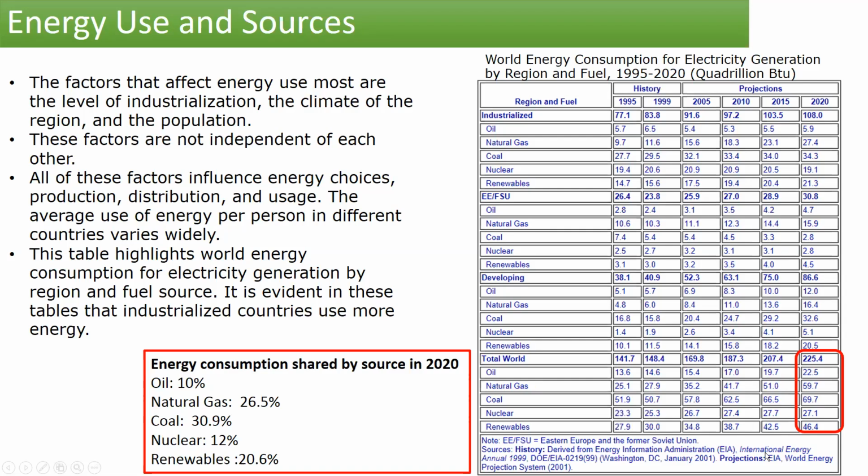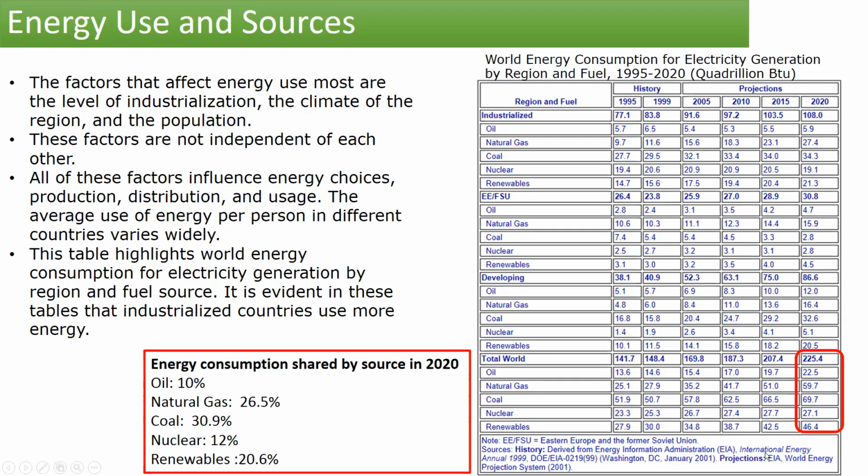For example, in this table on the right is the world energy consumption for electricity generation by region and fuel, from 1995 to 2020 in quadrillion BTUs. So we have the industrialized region, we have the developing countries, and on the bottom we have the total world. In the industrialized region, you can see that oil has been used more all over the years.